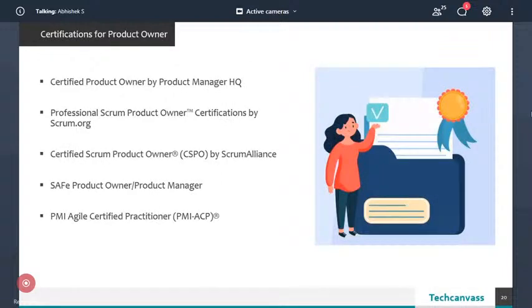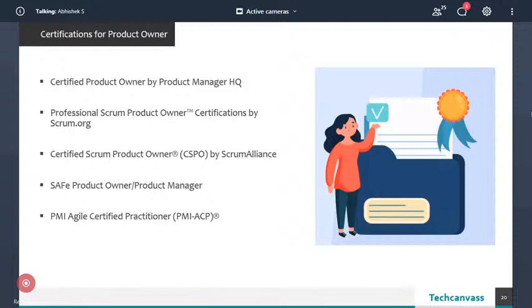And here, these are very popular product owner certifications. If you plan to do certain certifications, you can just Google them and get more understanding of these things. You have the Certified Product Owner by Product Manager HQ, then the Professional Scrum Product Owner provided by scrum.org, and you also have CSPO, the Scrum Certified Product Owner, provided by Scrum Alliance. The second and third are almost similar, just that the certificates you get are from two different organizations. And then there is something for SAFe Product Owner or Product Manager.